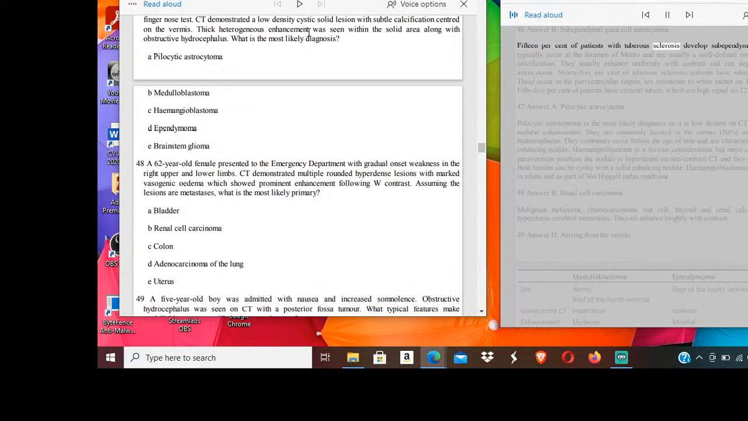15% of patients with tuberous sclerosis develop subependymal astrocytomas. They typically occur at the foramen of Monro, and are usually a well-defined rounded mass with some calcification. They usually enhance uniformly with contrast, and can degrade to a high-grade astrocytoma.